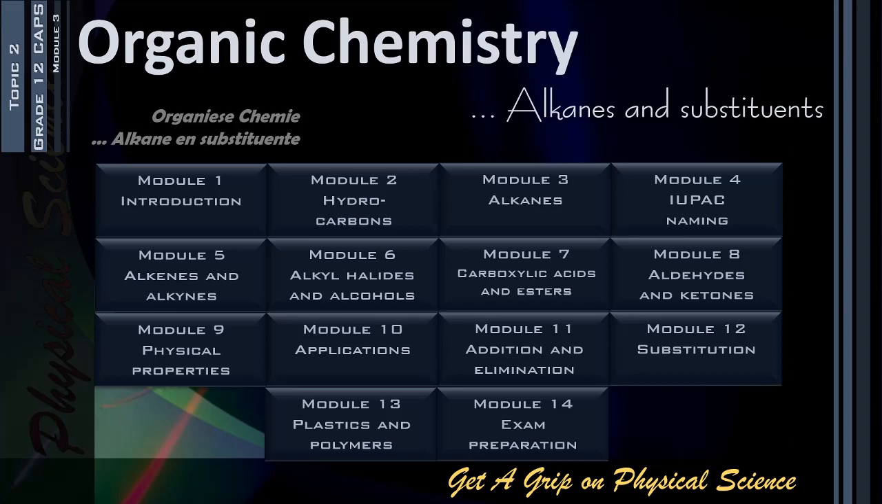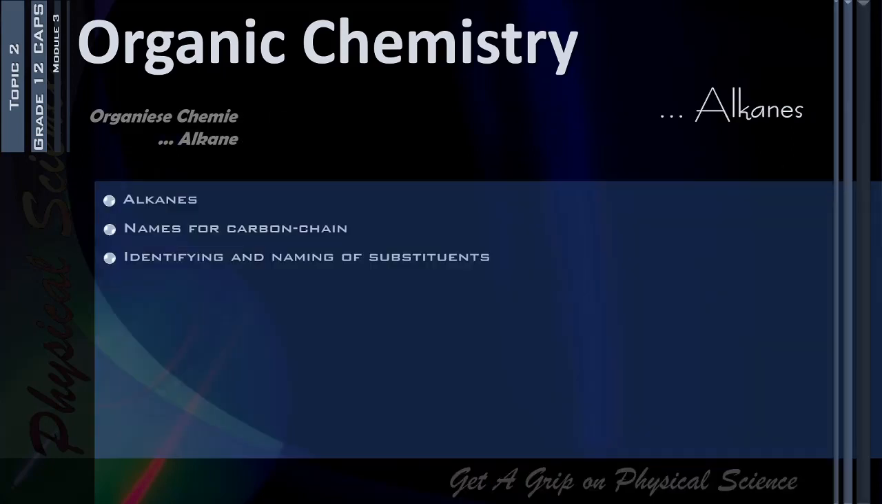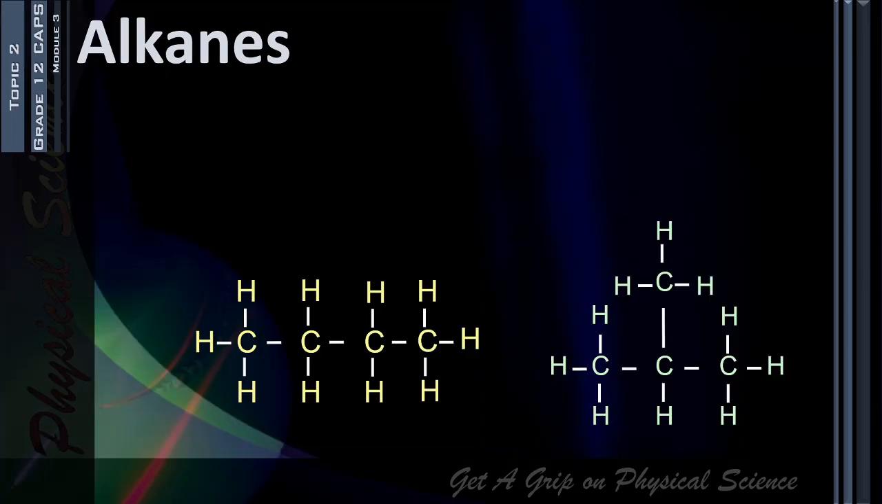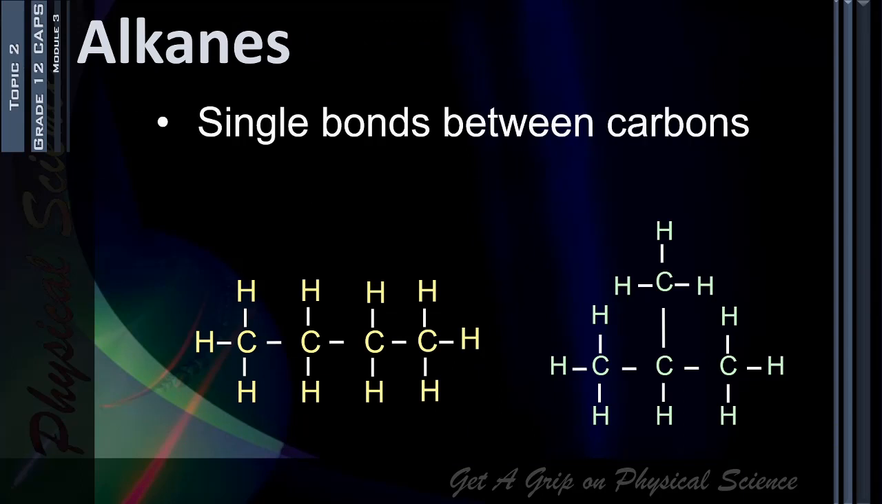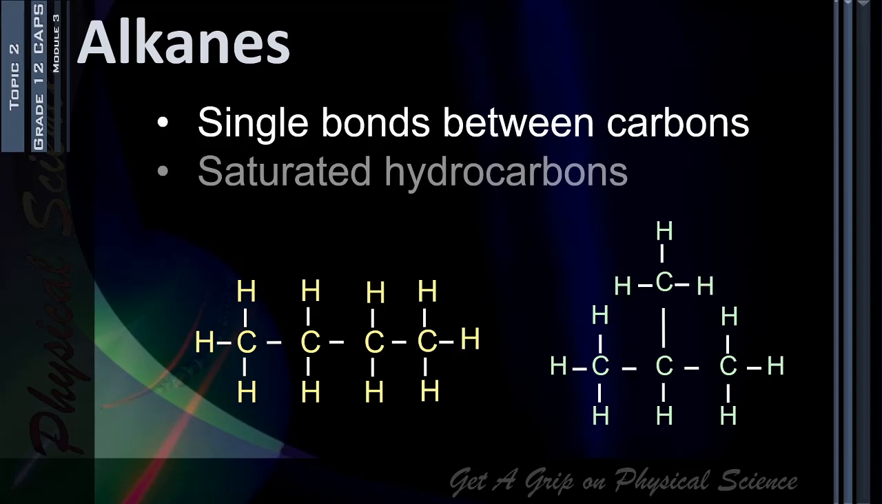In the third module, we will cover the first homologous series, which is the alkanes and substituents. In module 3, we will just briefly discuss what we know about the alkanes, and then I will introduce you to the naming of organic chemistry by looking at the names for carbon chains and then also identifying and naming of substituents. We know that alkanes only have single bonds between the carbons. And we also know because of this that alkanes are saturated hydrocarbons.